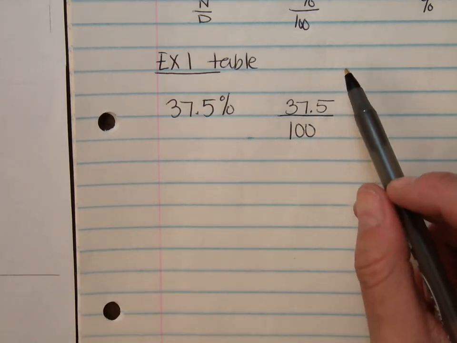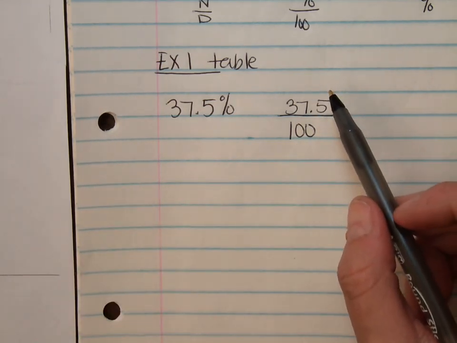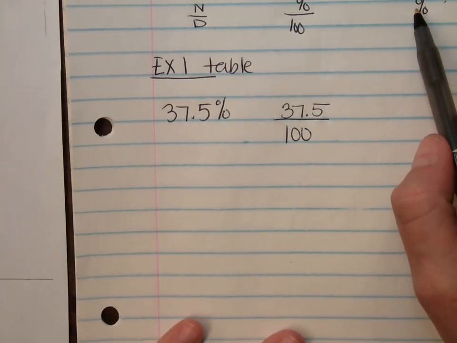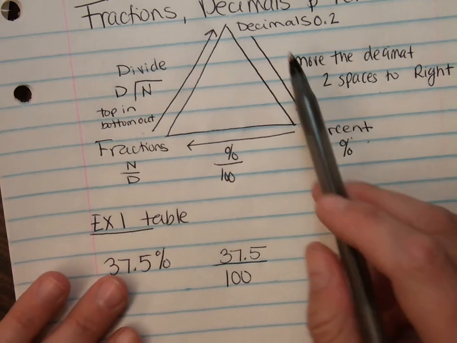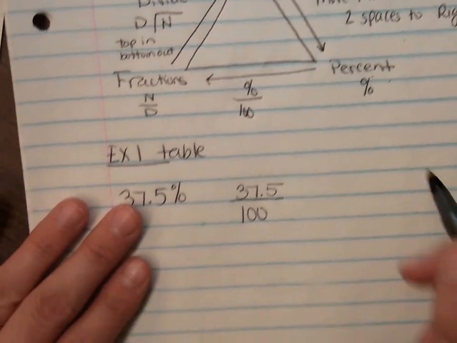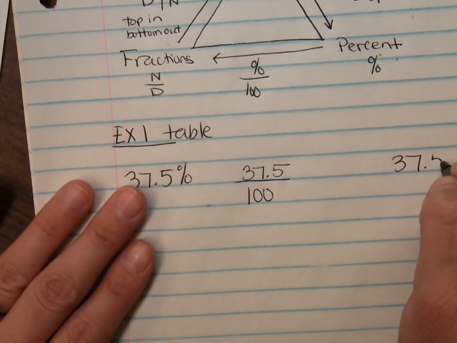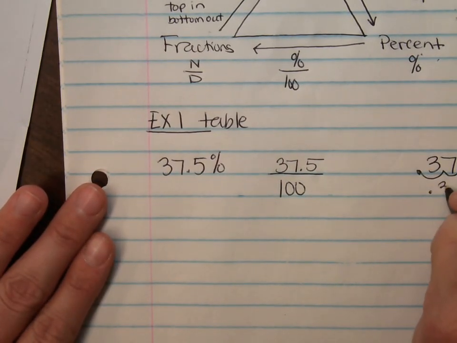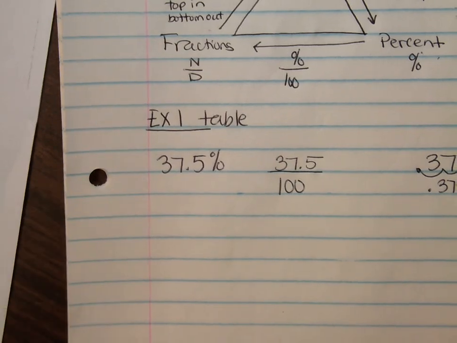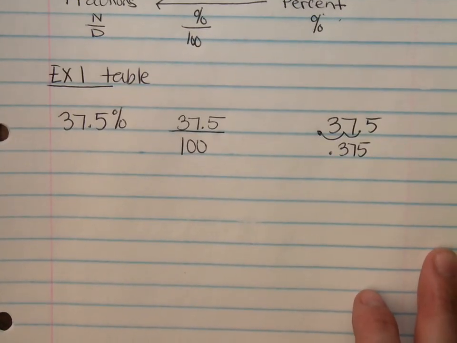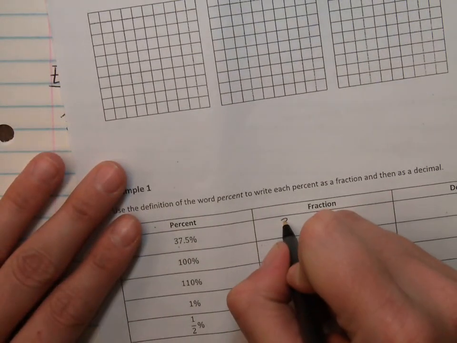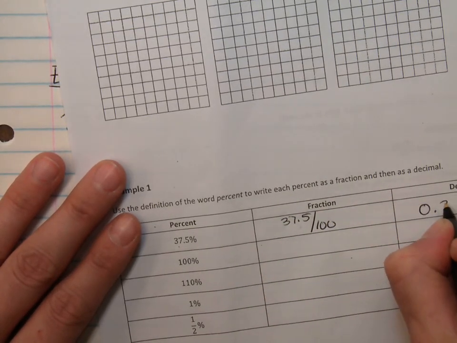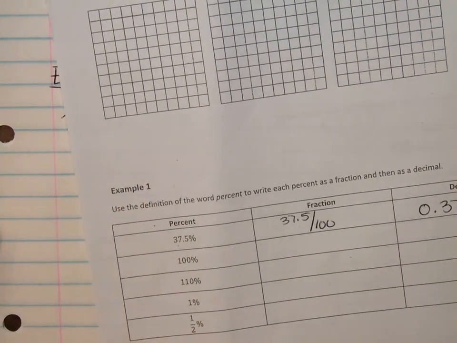We want to make a percent a decimal. We reference back up here, a percent to a decimal. We want to go 2 places to the left. So I have 37.5 and I want to go 2 places to the left, so I have 0.375 as my decimal. So I have 37.5 over 100 and 0.375 as my decimal.